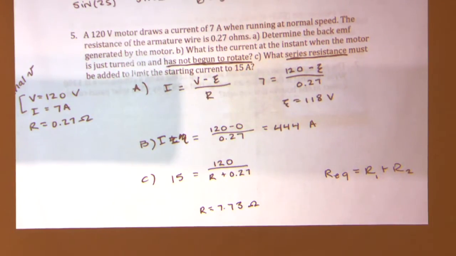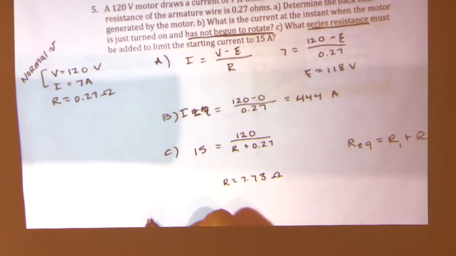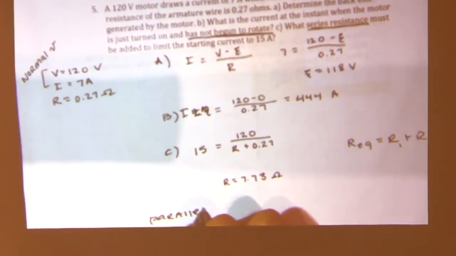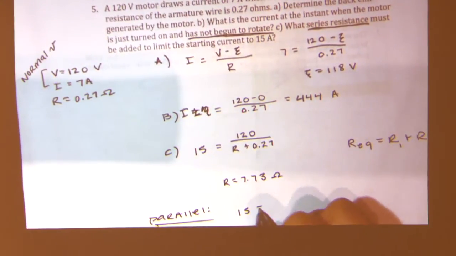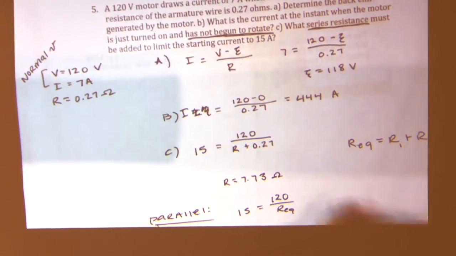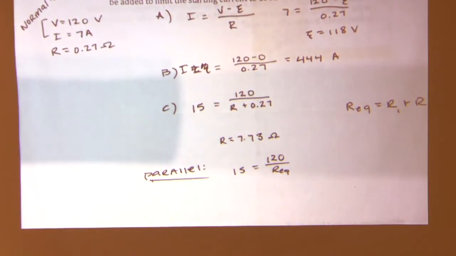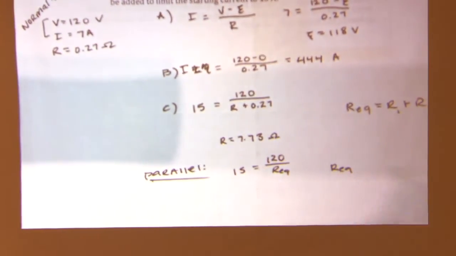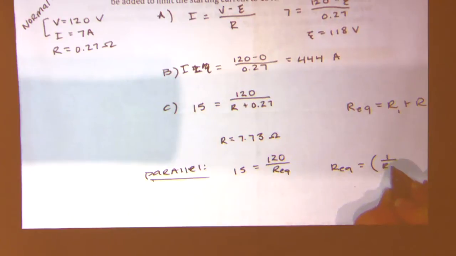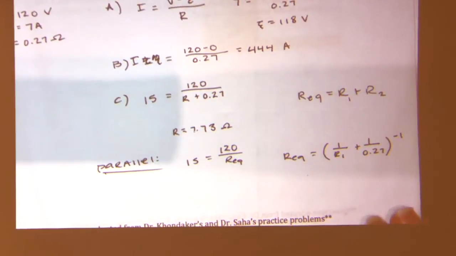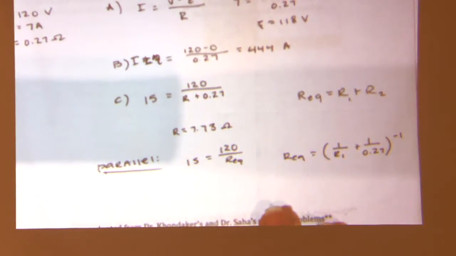They could have asked, it's a little more complicated, what parallel resistance must be added. In case of parallel, I would have personally just done 15 is equal to 120 over REQ, solve for that REQ, and then do 1 over R1 plus 1 over 0.27, to the -1. That would just be a lot easier. Since they said it was in series, it wasn't too hard just plugging it into the equation. But if they said parallel, that's personally what I would do.